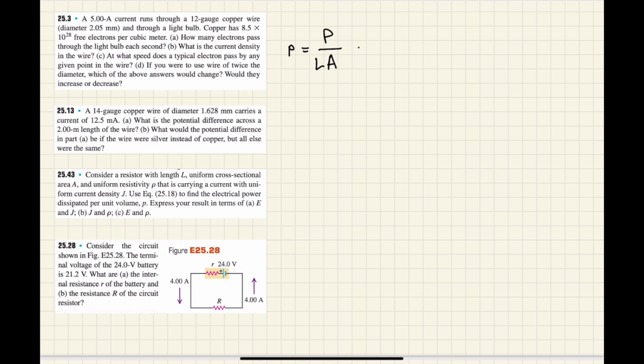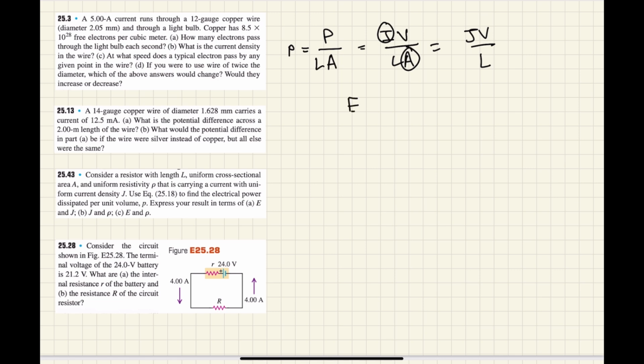Okay, so what is power? Power is IV. We know that from the equation for electrical power. All right, it gives us J though, not I, and we know that I over A is J, which means this is equal to JV over L, which is good to know. It wants P in terms of E and J, so we need to somehow get V over L into E.